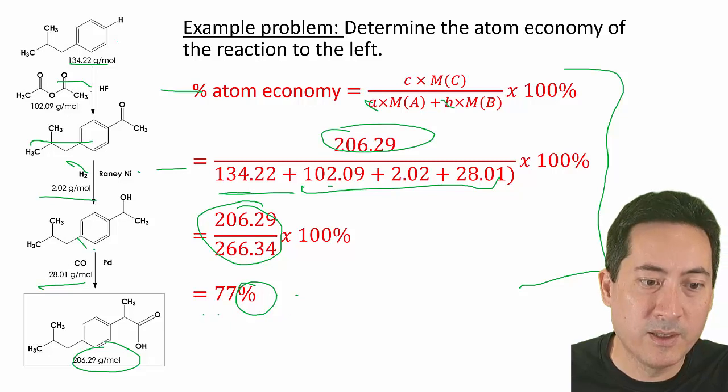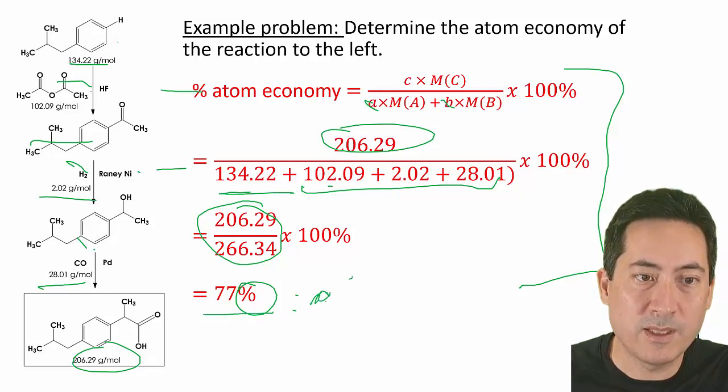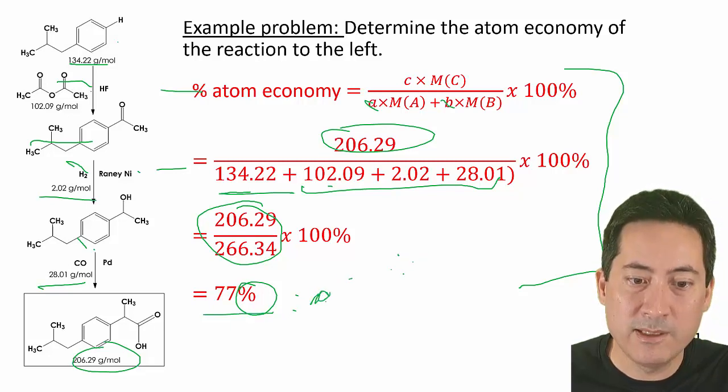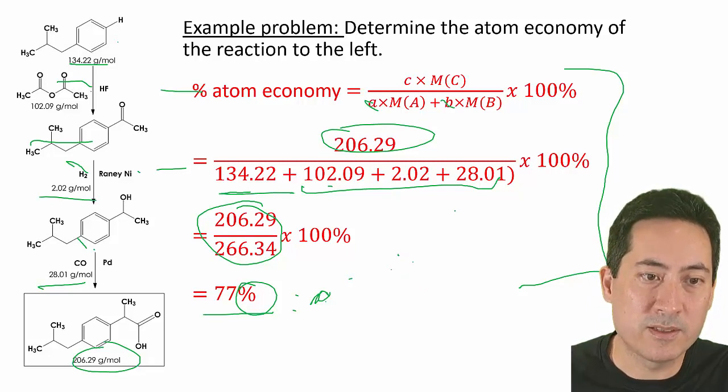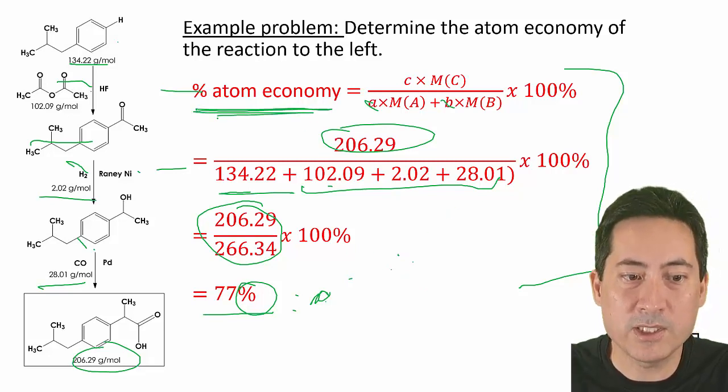So you can compare that with another reaction to see whether their atom economy is better, and then consider a lot of other factors to see whether just having a better atom economy is a greener reaction.